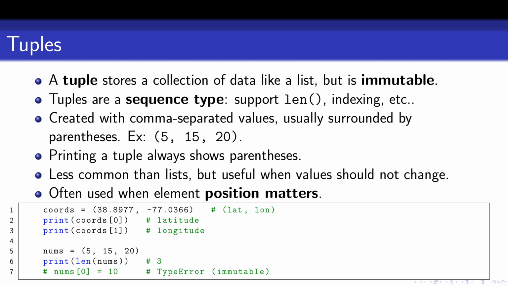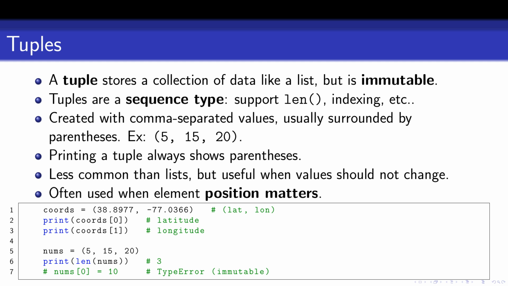Tuples are similar to lists, but they are immutable, meaning their contents cannot be changed once created. A tuple is created using commas, often surrounded by parentheses, such as 5, 15, 20. Tuples support sequence operations like len and indexing, just like lists, but because they are immutable, you cannot reassign elements after creation. Tuples are especially useful when the position of values matters, and the data should remain constant.